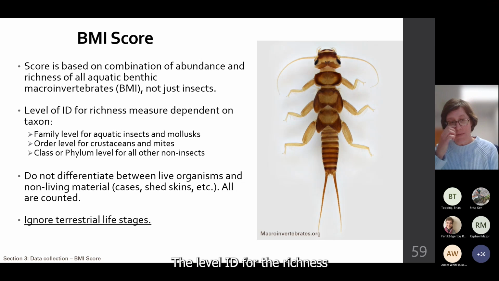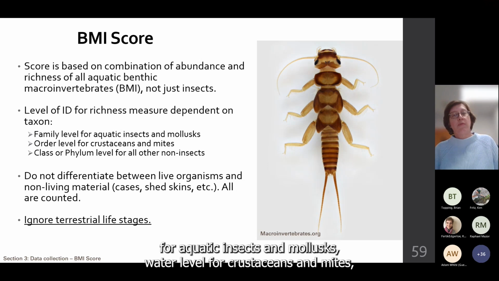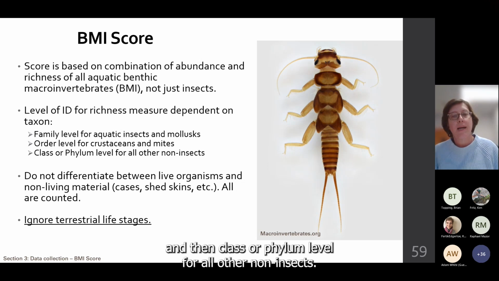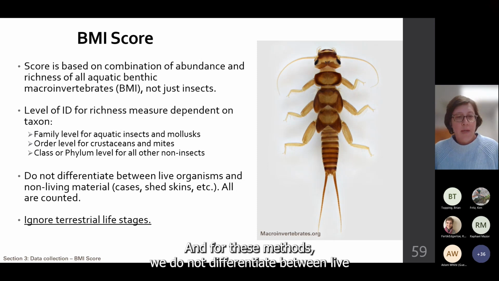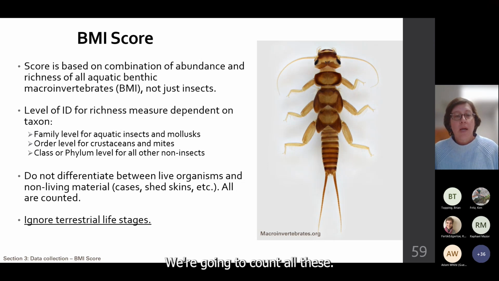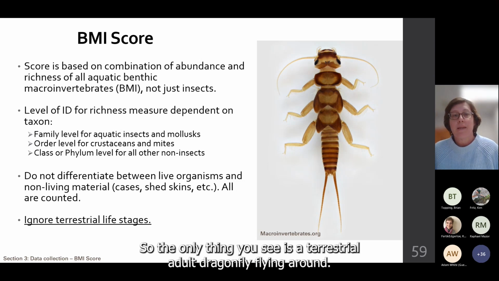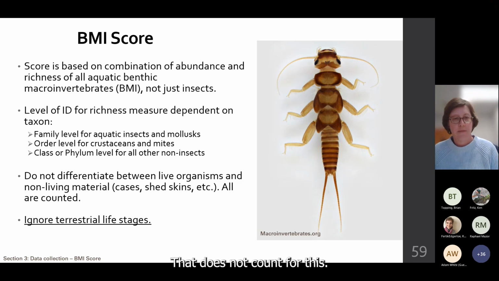The level ID for the richness measure is dependent on the taxon. Family level for aquatic insects and mollusks, order level for crustaceans and mites, and then class or phylum level for all other non-insects. For these methods, we do not differentiate between live organisms and non-living material like cases or shed skins. We're going to count all of these. However, we are going to ignore terrestrial life stages. So if the only thing you see is a terrestrial adult dragonfly flying around, that does not count for this.